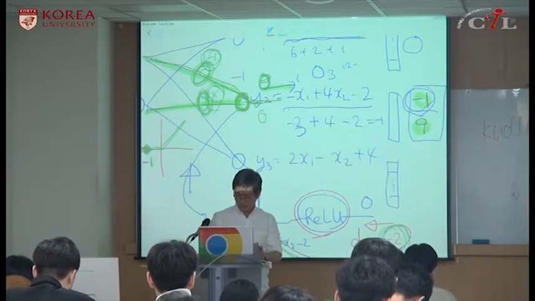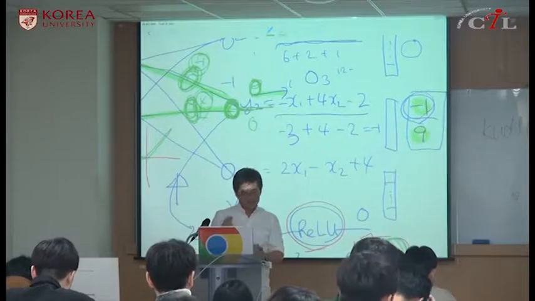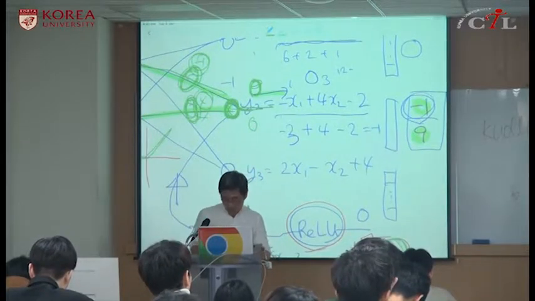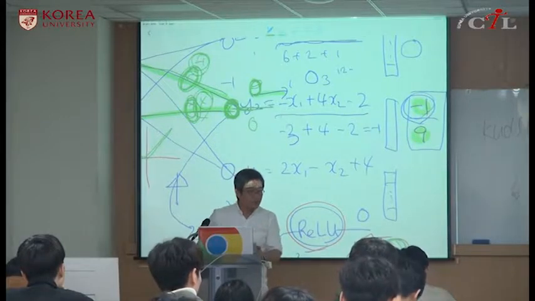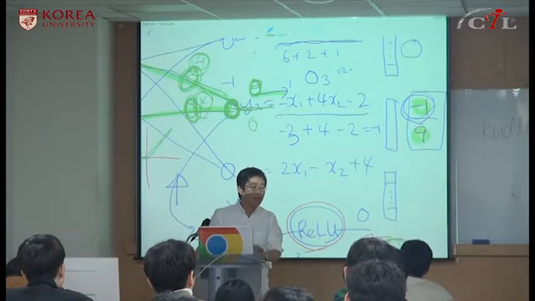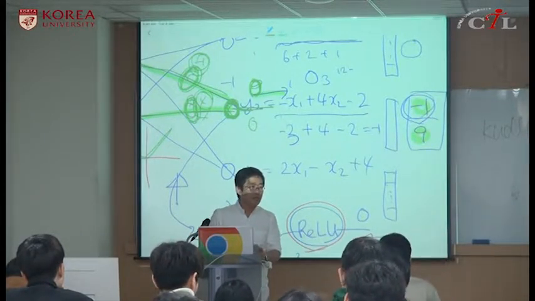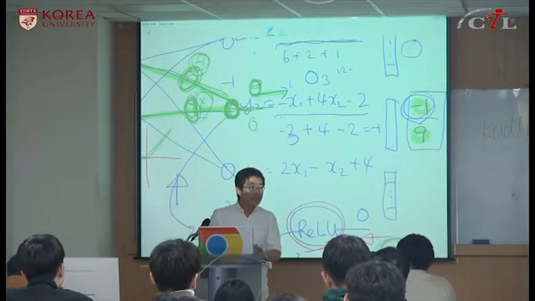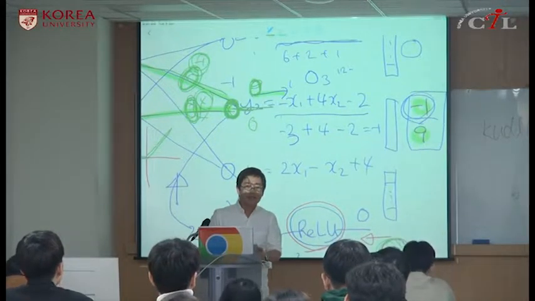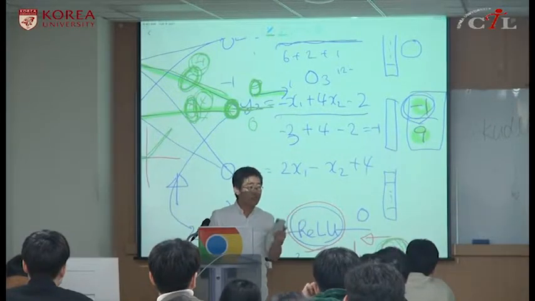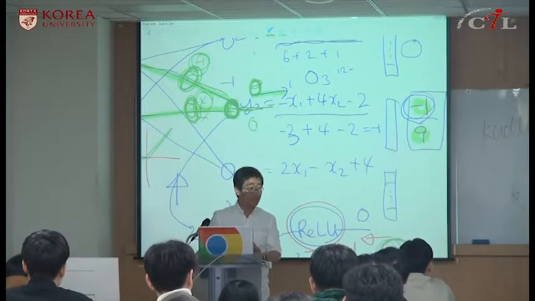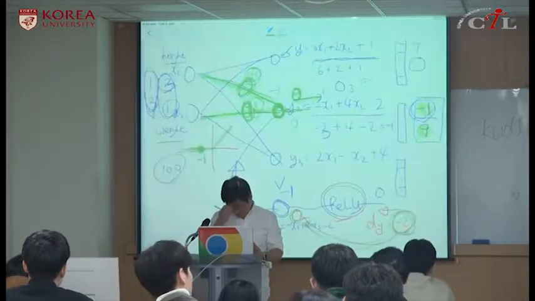Okay, and then once we found the dead ReLU at the end of our training, that final network is actually equivalent to the smaller network after removing that node. Okay, removing that node.